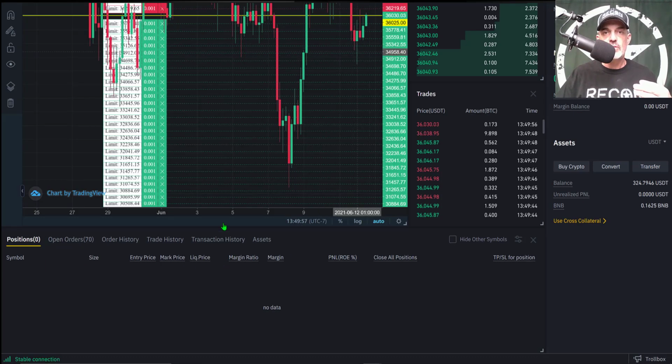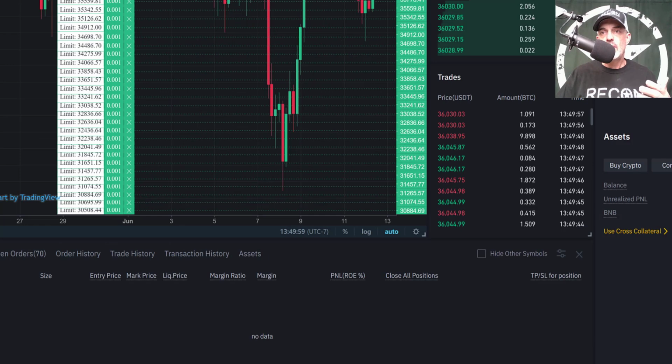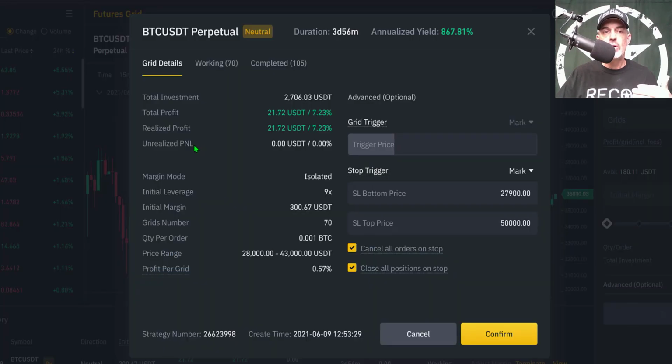So until it hits the next grid level, I won't have any positions, and therefore I won't have an unrealized P&L. Now, the margin mode when I configured this bot is isolated, so my risk is limited to just this bot. So if I were to get liquidated, the max I would be liquidated is my initial margin, and my initial margin was 300 USDT. And so with an initial leverage of 9x multiplied by the 300 USDT is how you come up with your total investment of 2,700 USDT.